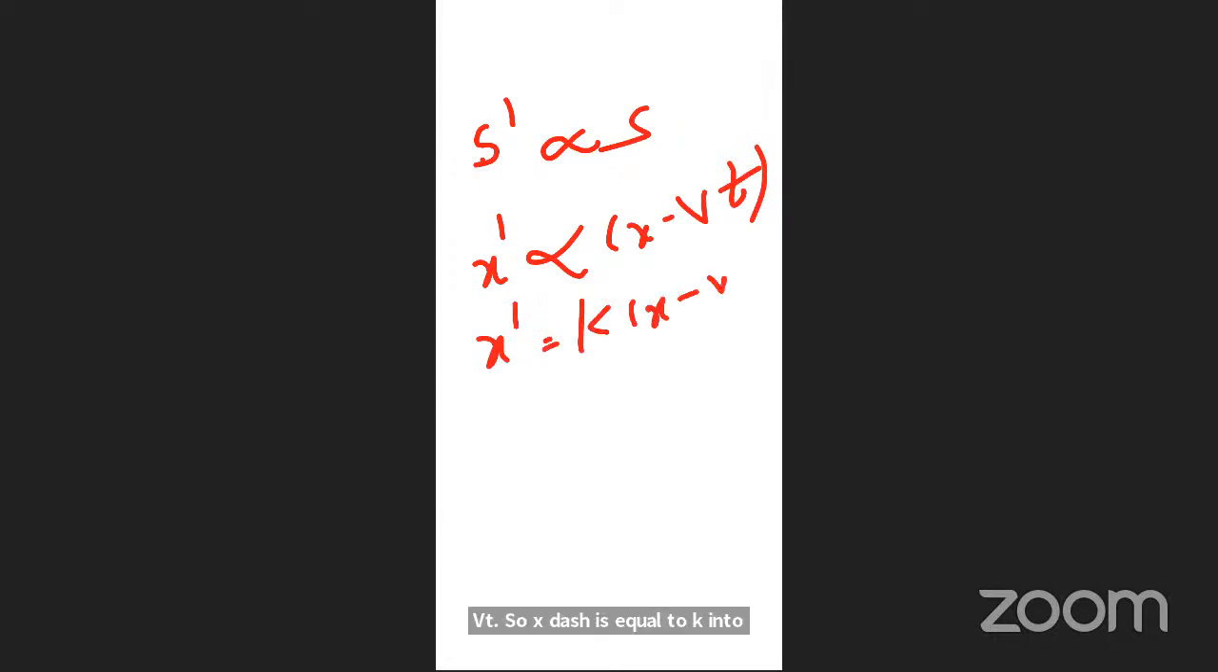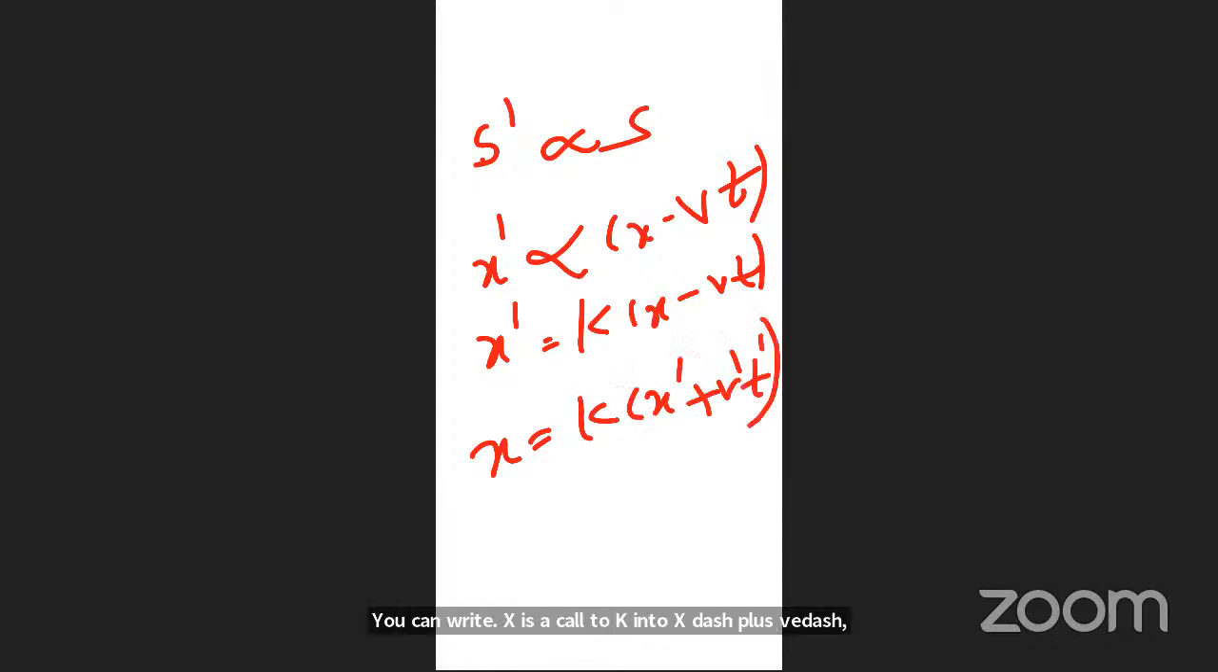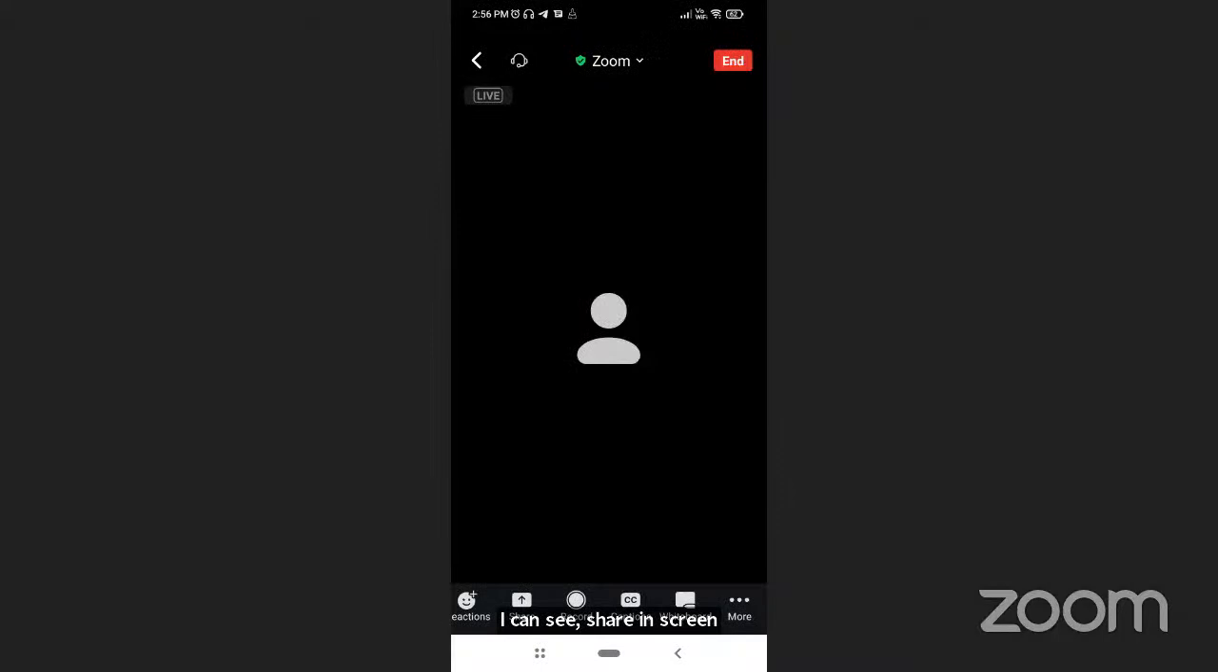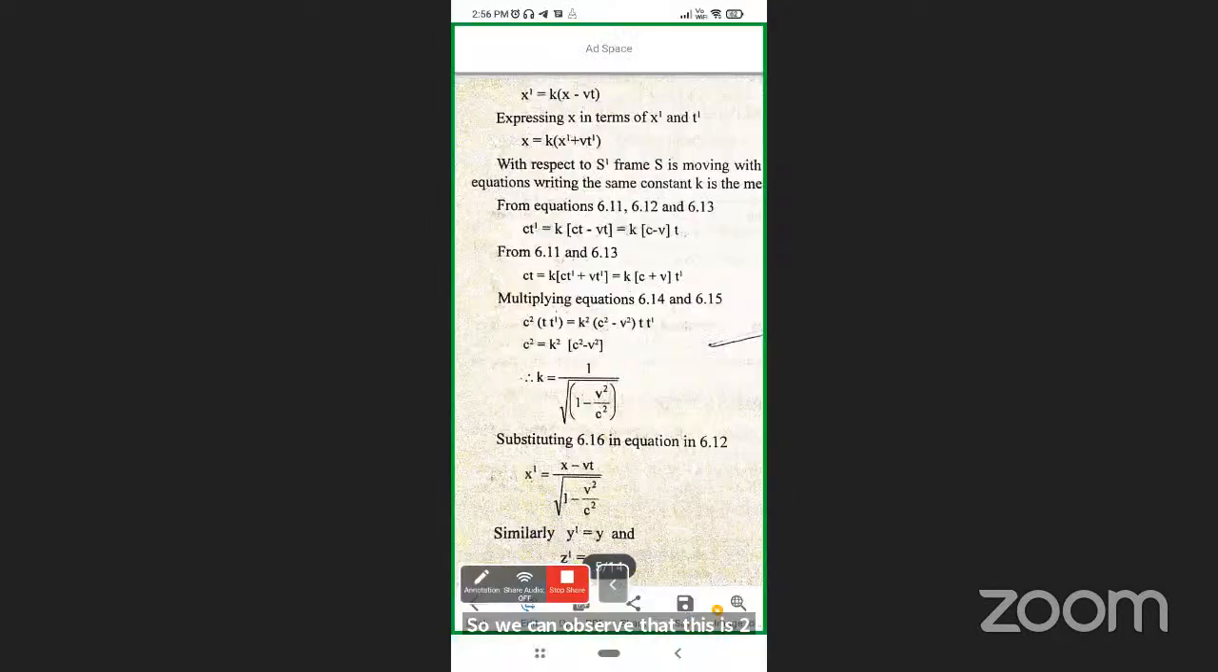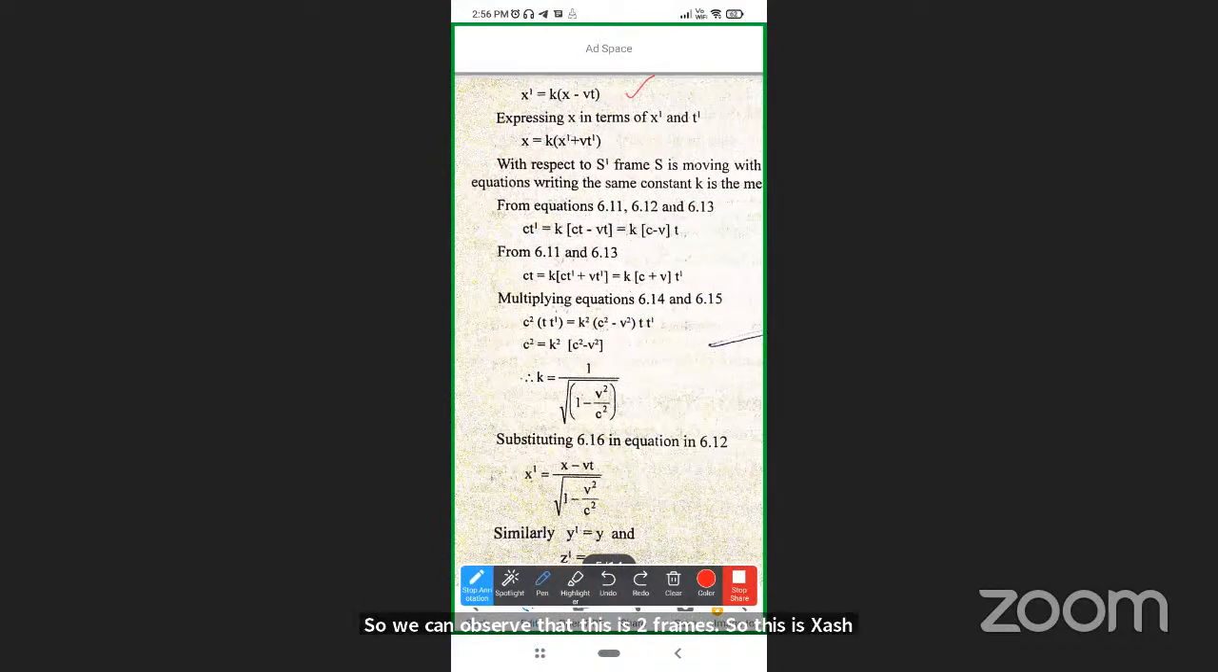K is the constant. Similarly, x in terms of x' and t' can be written as x is equal to k into (x' plus vt'). We can observe that these are two frames. So x' is equal to k into (x minus vt), and x is equal to k into (x' plus vt').